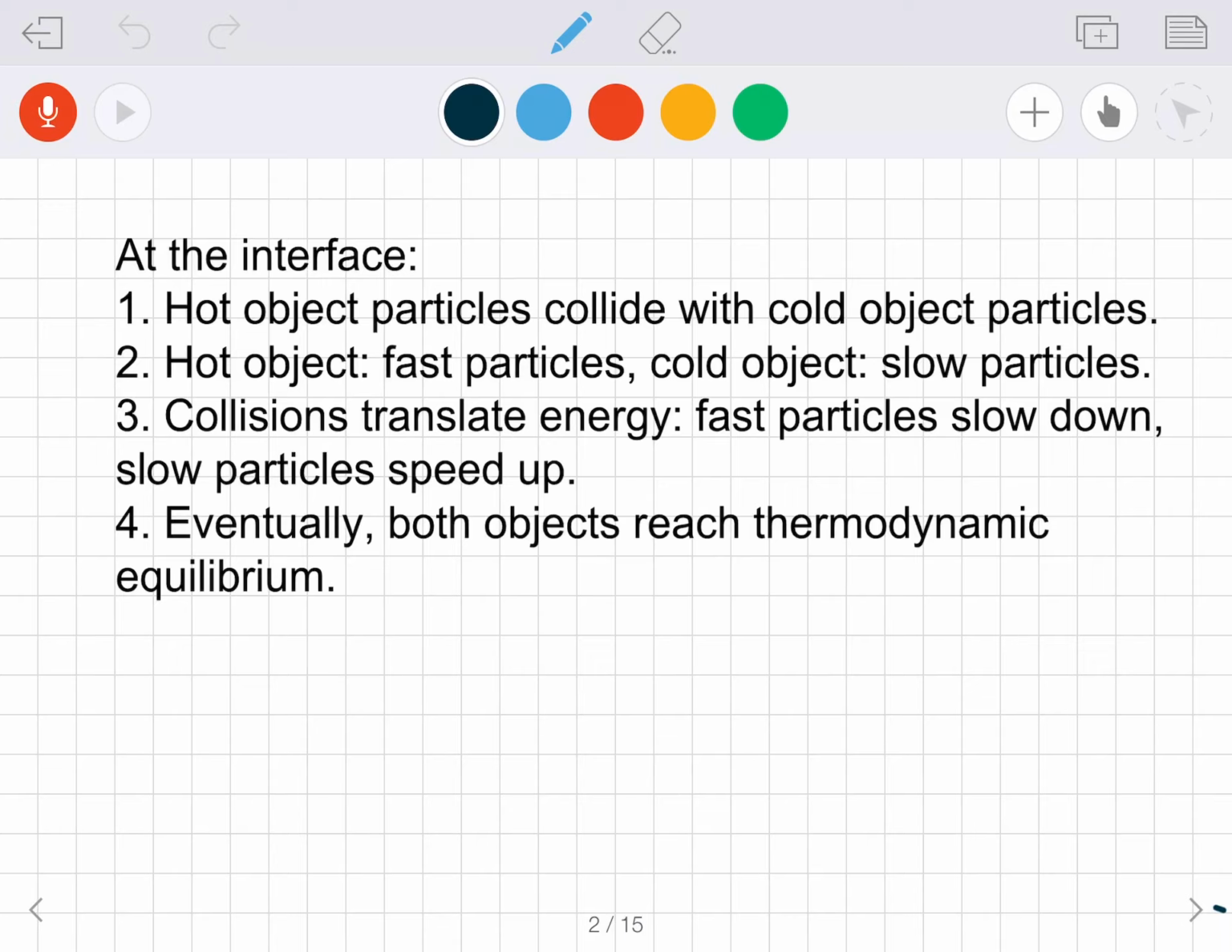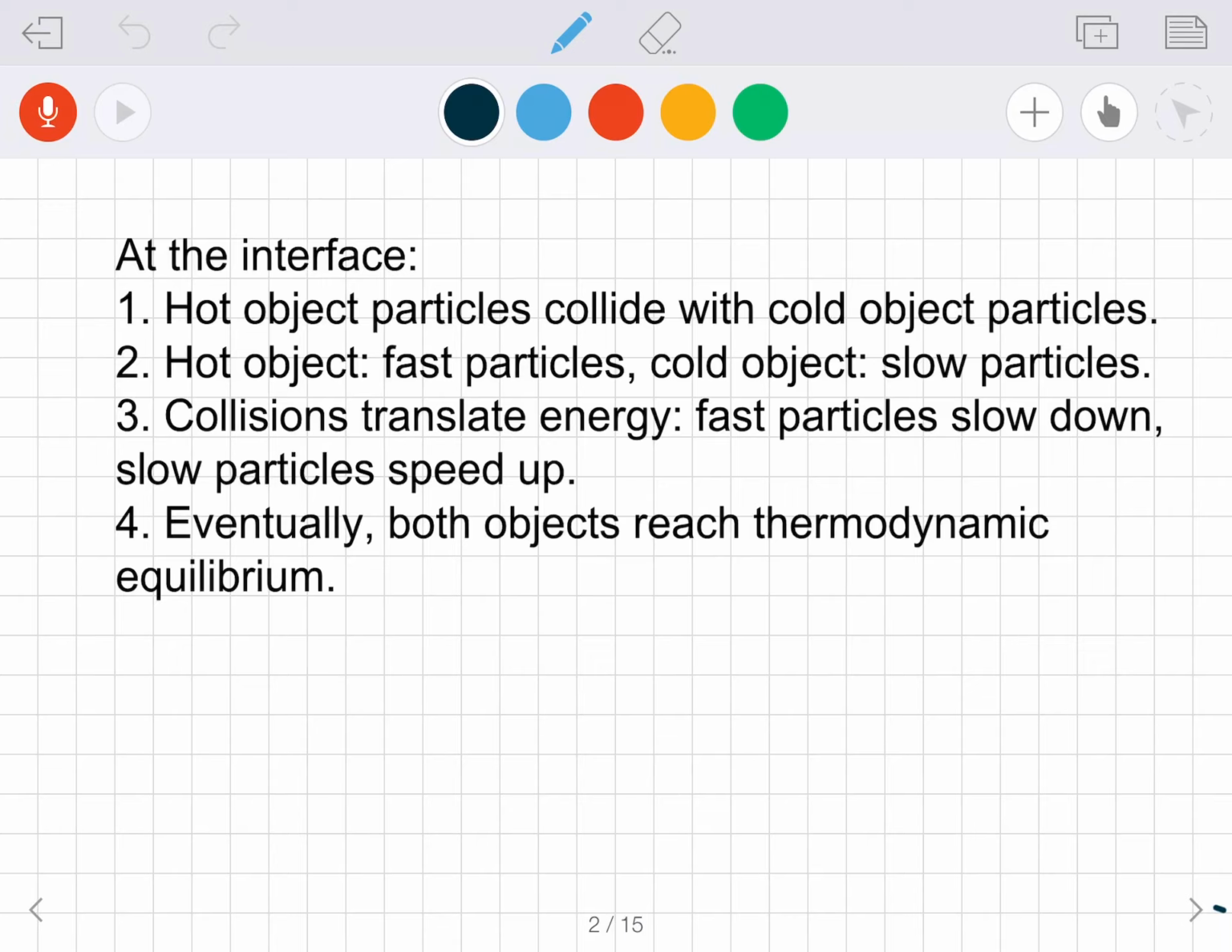We also have collisions within the substance itself, spreading the heat out. But in order to transfer heat from one object to another, we really focus on the interface between the two objects. And we would describe the particle motion in the hot object as fast and the particle motion in the cold object as relatively slower. And then it's just a matter of conservation of momentum, that we are going to have the fast particles hit the slow particles and slow down, and the slow particles speed up as a result.